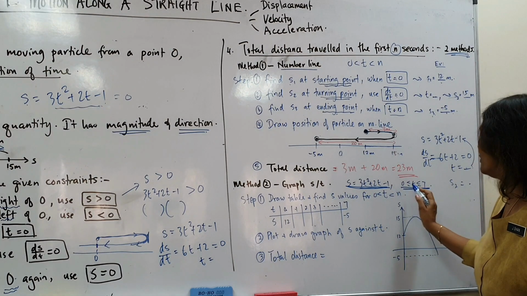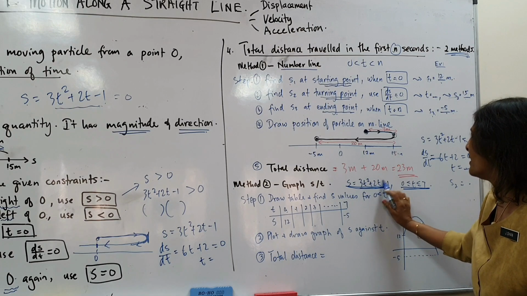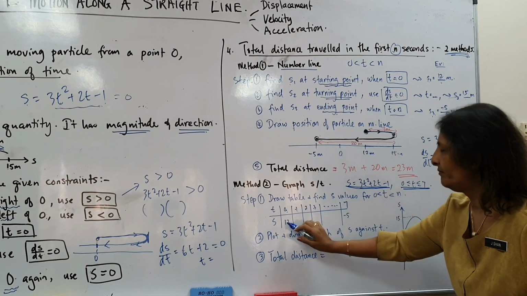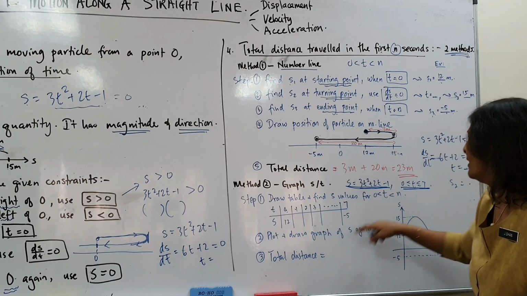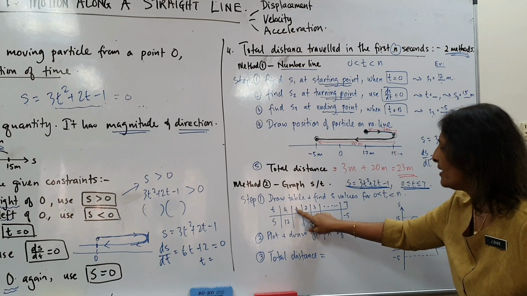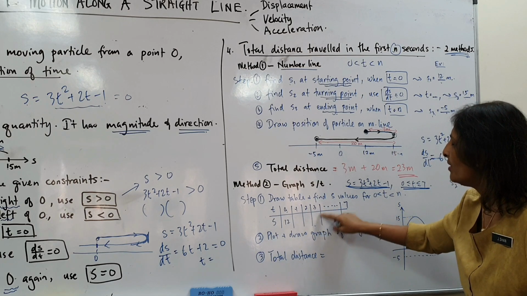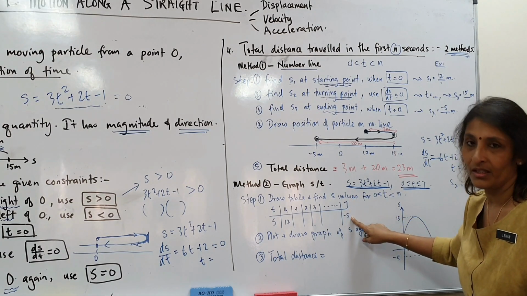Alright, so what you do, you sub one by one. When t is 0, you put t as 0 and you get the answer, negative. Okay, here I just give an example, let's say you got 12. Then when you put t is 1, you get the s, t is 2, all the values until 7, you sub in and you get the values.